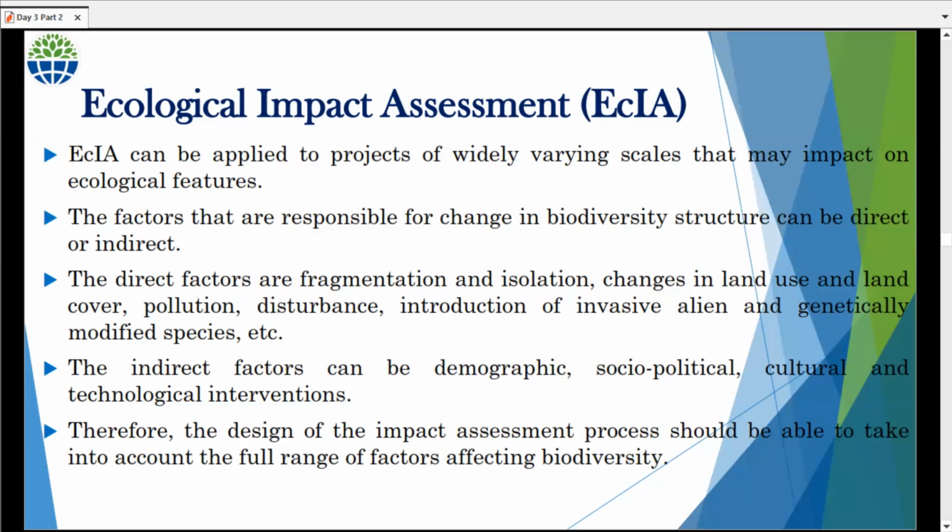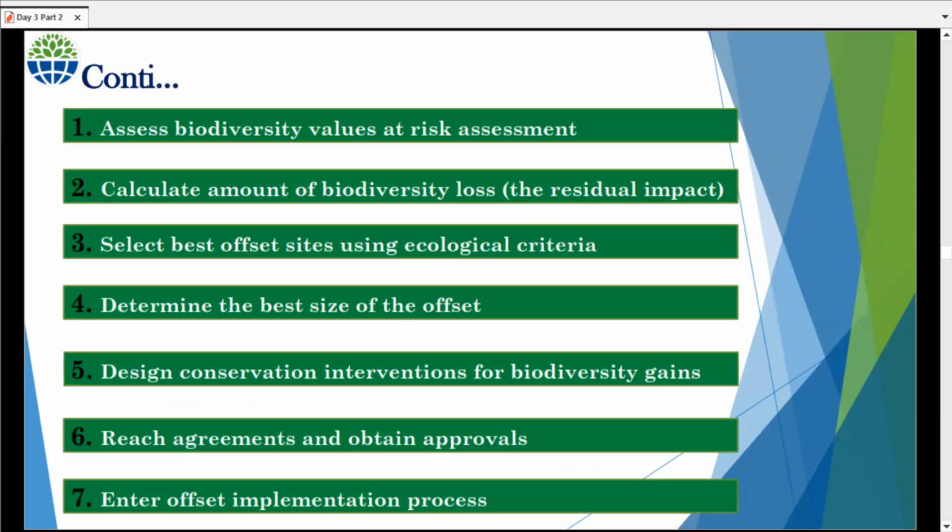The factors that are responsible for change in biodiversity structure can be direct or indirect. Some direct factors are fragmentation, isolation, changes in land use, land cover, pollution, disturbance, introduction of invasive alien species, and indirectly, demographic, socio-political, cultural, and technological interventions in that area. So the design of the impact assessment process should be able to take into account the full range of factors which are affecting the biodiversity. Here are the steps.